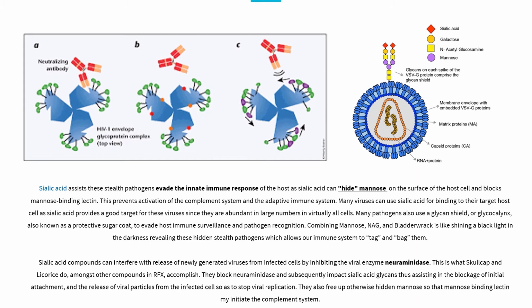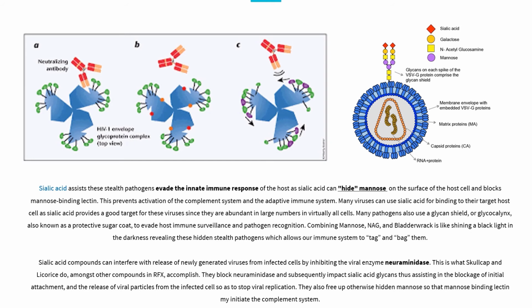Many pathogens also use glycan shields, or the glycocalyx as it's called, which is basically a protective sugar coat to evade host immune surveillance and pathogen recognition. If your immune system doesn't know a stealth pathogen's there to begin with, how is it going to mount a proper attack? By combining mannose, NAG, and bladderwrack together, it's like shining a black light in the darkness, revealing these hidden stealth pathogens, which allows our immune system to tag and bag them.